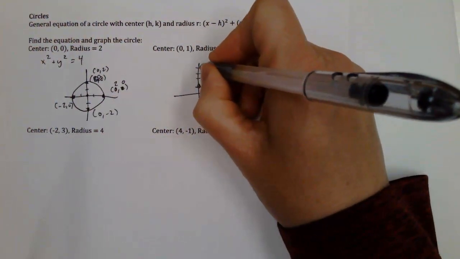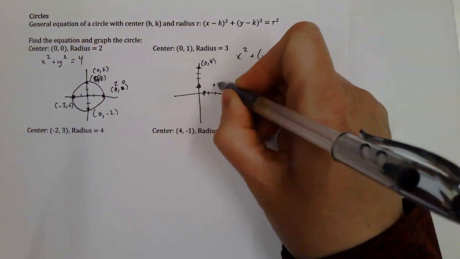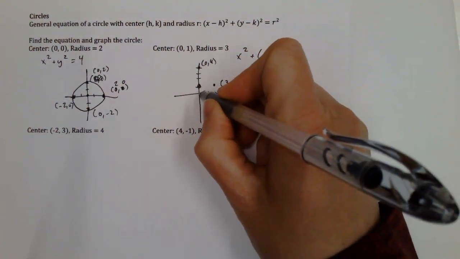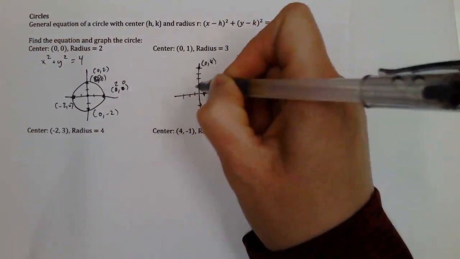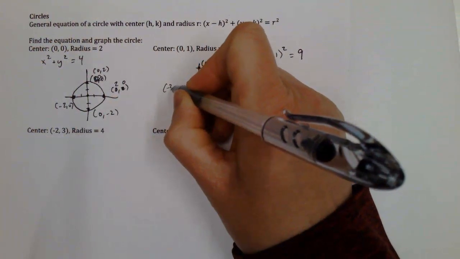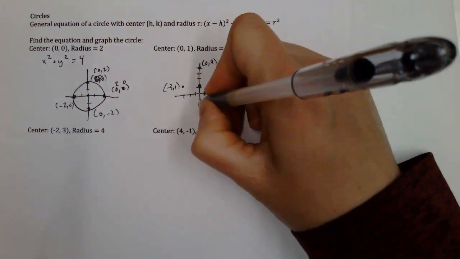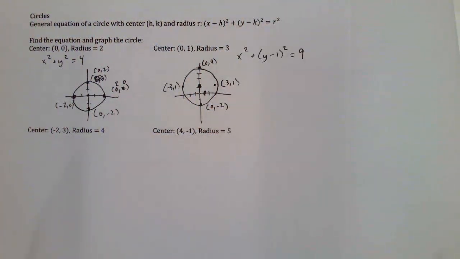So I'm going to go up 3, which is going to get me 0, 4. I'm going to go right 3, which is going to get me 3, 1. I'm going to go down 3, which is going to get me 0, negative 2. And then I'm going to go left 3, which is going to get me negative 3, 1. So again, that's why I always like to draw that point there at the center to help me see all of those other points. And that vaguely looks like a circle. I will not take points off for artwork, since as you can see, I am not an artist.